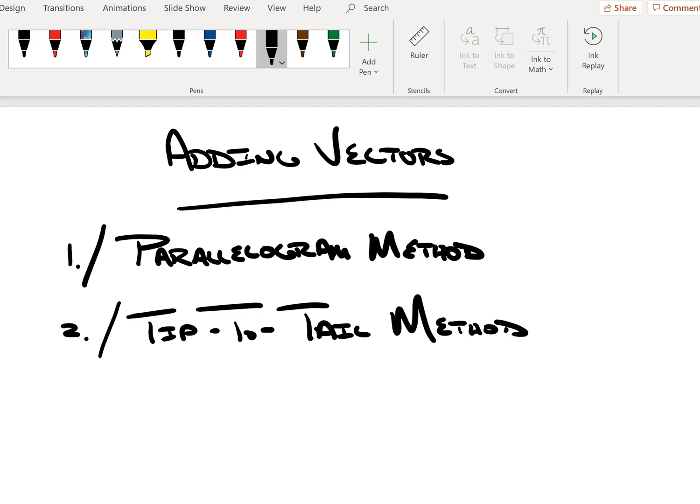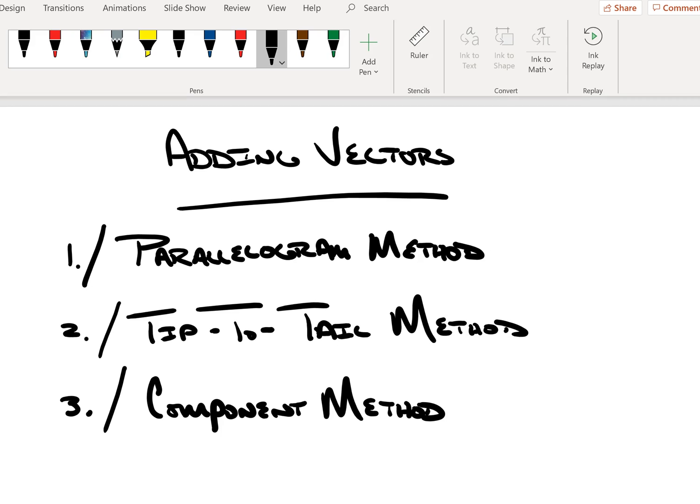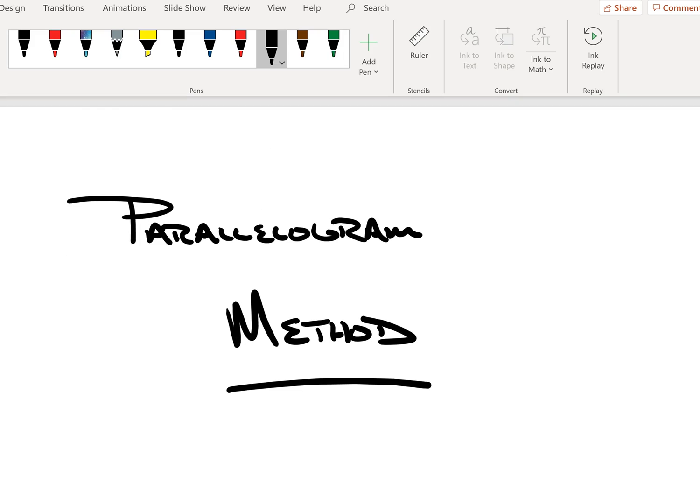The first method that we will encounter is the parallelogram method, and then we will look at the tip-to-tail method. Both of these are the graphical methods for adding vectors. In a subsequent video, we will look at the component method, where we use our skills in resolving vectors into their corresponding unit components, and then we're able to add them mathematically, which has a lot of benefits to it. So to begin with, let's look at the parallelogram method.